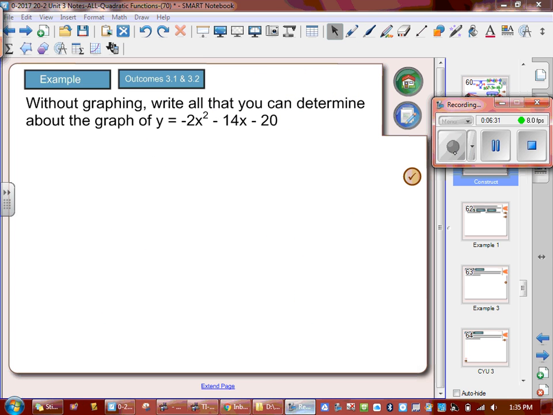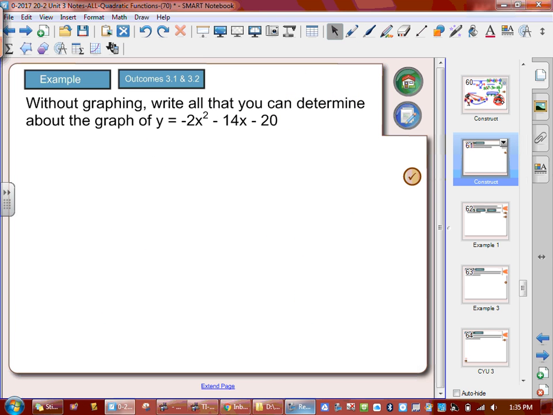Okay, carrying on. We have an equation. We want to find out all the information we know about this equation. In order to do that, we need to figure out if we can find the x-intercepts. We can only find the x-intercepts if we can factor it. We can graph everything and find everything on our calculators, but this wants us to know what we can determine and tell about the graph just by looking at the equation.